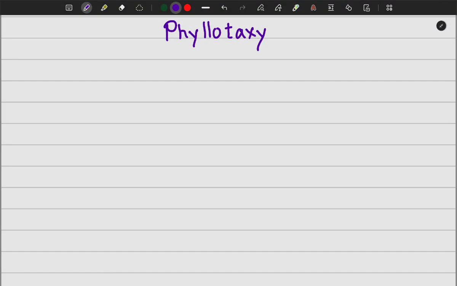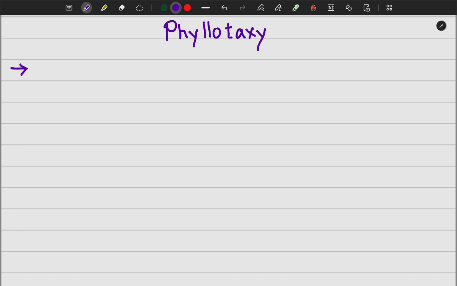In this session, we are going to study about phyllotaxy and modifications of leaves. So let us start with phyllotaxy. First of all, what is phyllotaxy? Phyllotaxy is the arrangement of leaves on stems or branches.